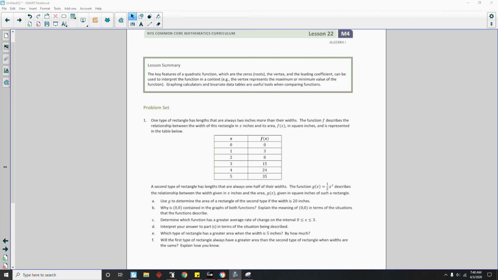Okay, page 6 brings us to the end of lesson 22. Review the lesson summary and go to your problem set.